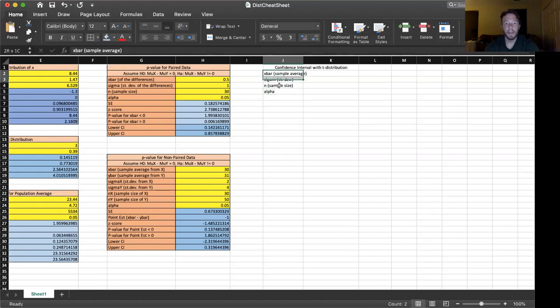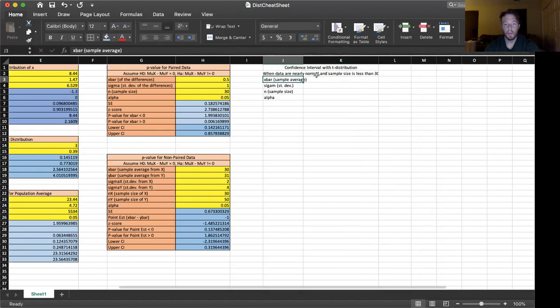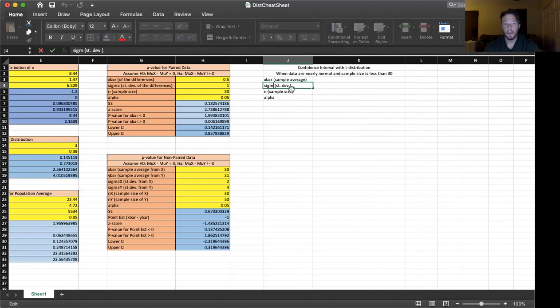And let's move this down a little bit. Let's make a note. The t-test is what we're gonna use when data are nearly normal and sample size is less than 30. So this is the thing that we want to do whenever we have this case. It's specifically when we have normal data, less than 30, and we don't know the population standard deviation.